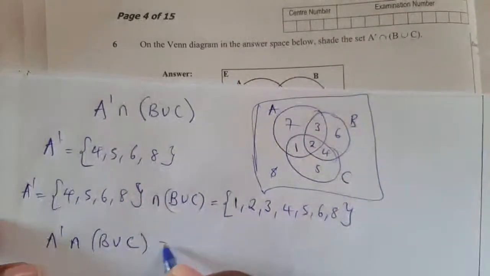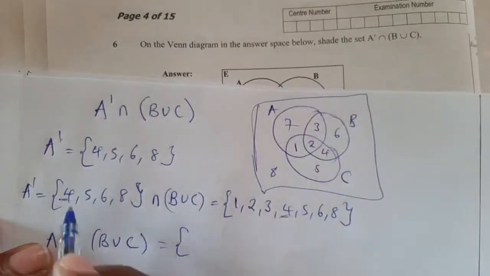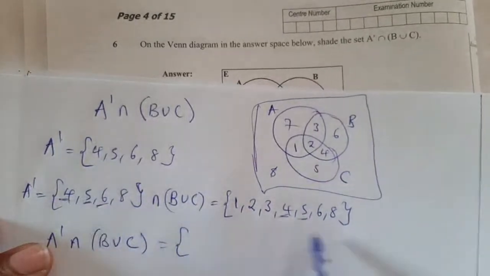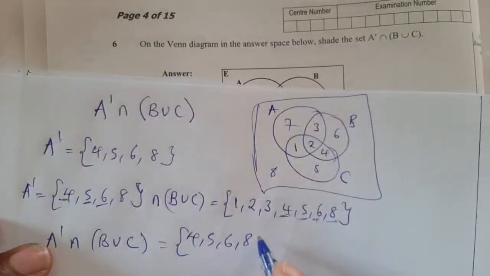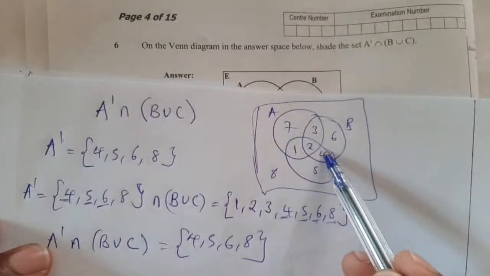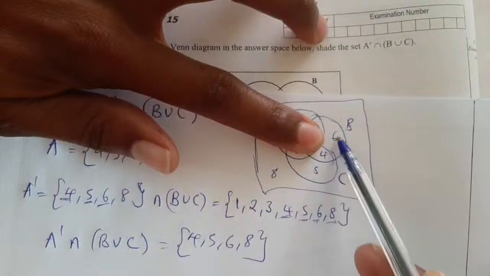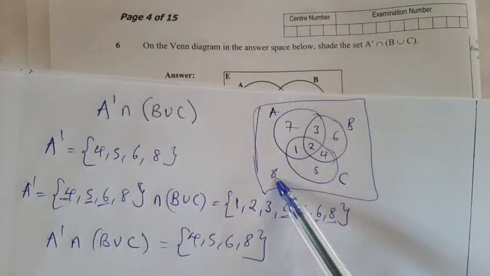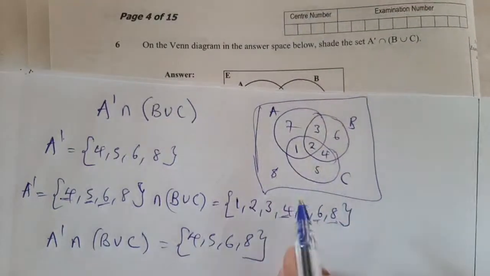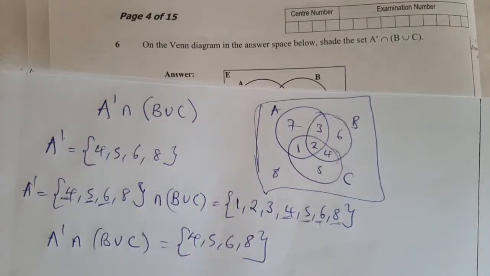So the final answer will be numbers like 4, 5, 6, and 8. Where are 4, 5, 6, and 8? Have you seen where the numbers are? Meaning we're shading where?